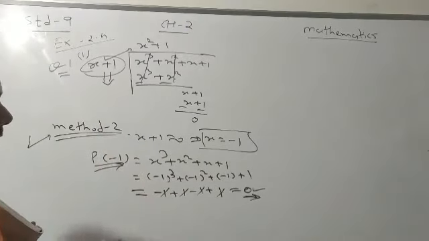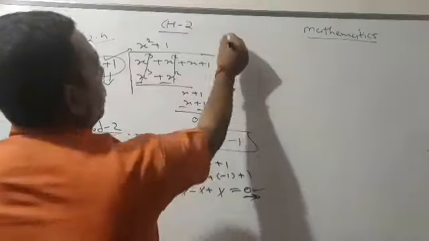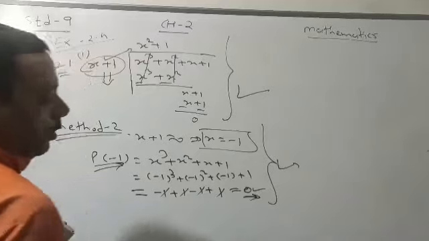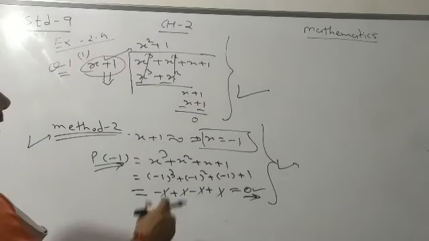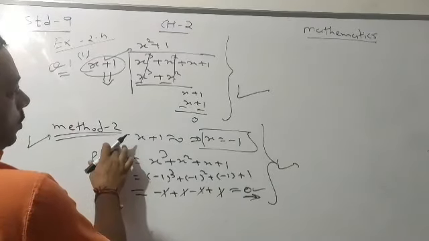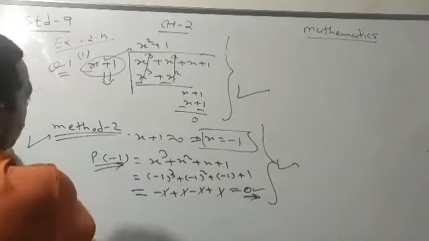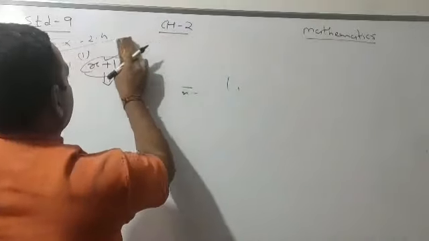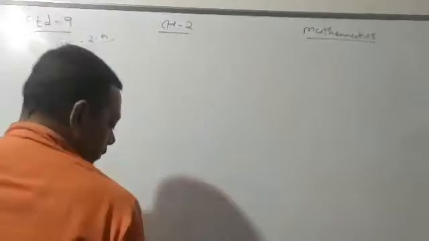You can solve question number 1 by method 1, then also you will get full marks, and by method 2, then also you will get full marks. This method is known as the long division method and this method is known as the substitution method. You can choose any one method for solving the question. Now we will solve the second question of the main question 1.